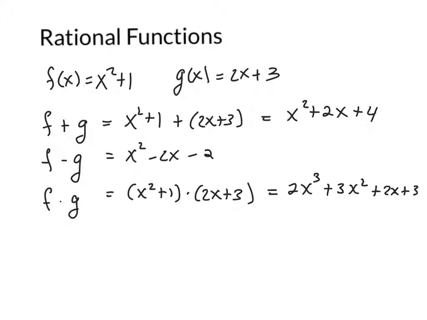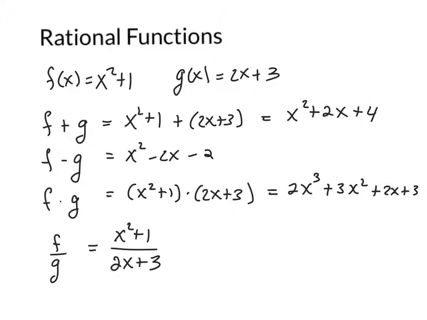And if we think of our four operations here, the last thing that I would do is I could divide them. Right? So I could do f divided by g, and let's see what happens. We would get x squared plus 1 divided by 2x plus 3.